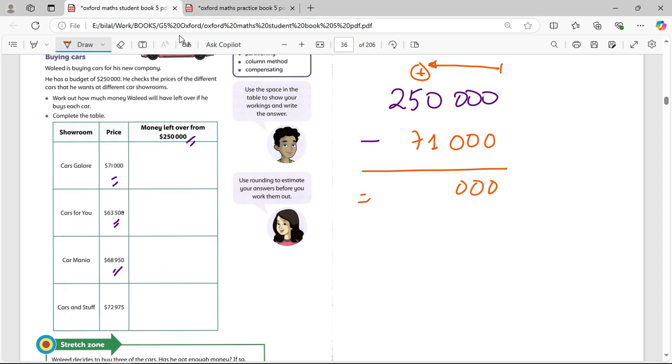Oh, I have a problem with thousands now. The upper number, which is on the top, is smaller than the one which is in the bottom. The top is 0 and the bottom is 1. Oh, I have a problem. So what am I going to do?